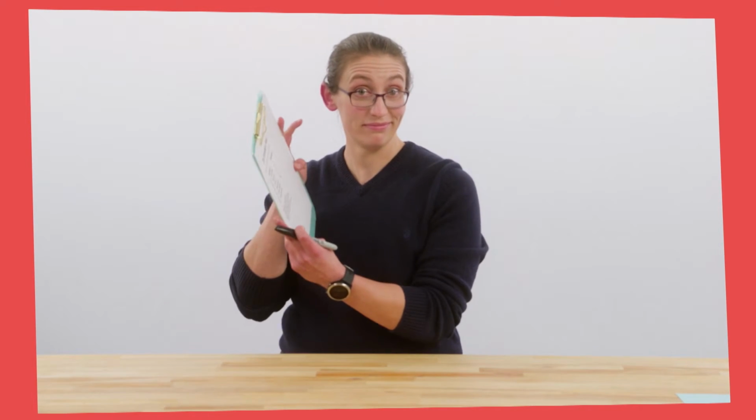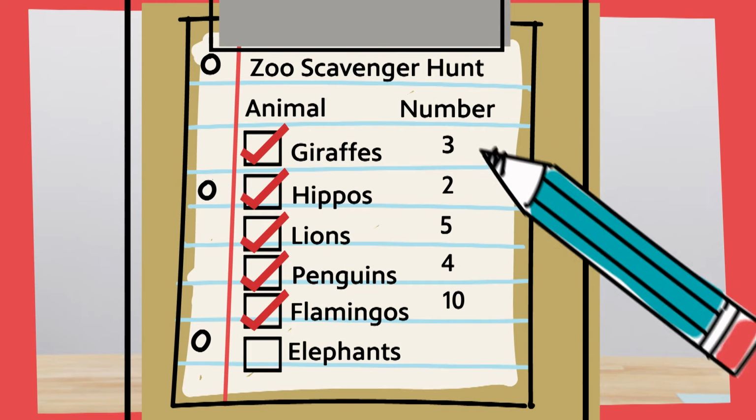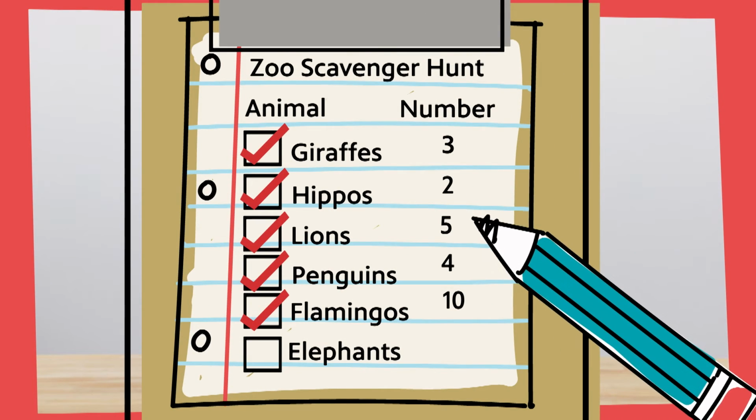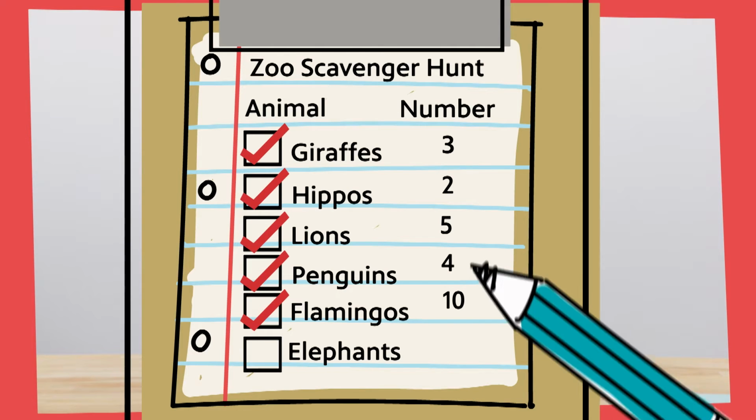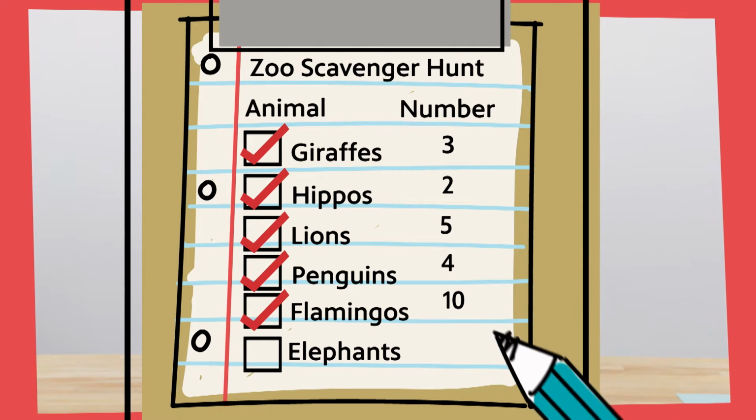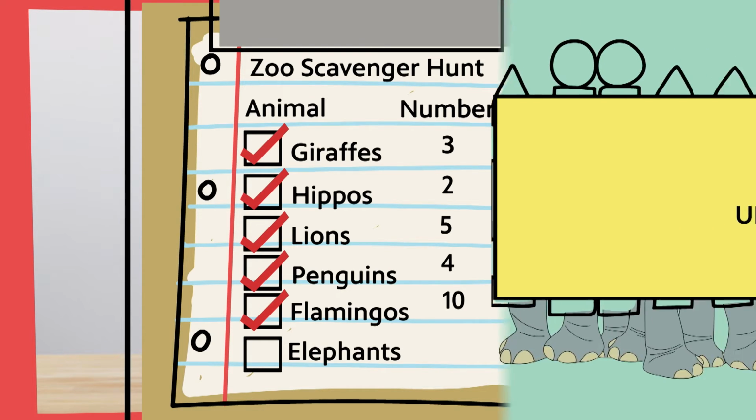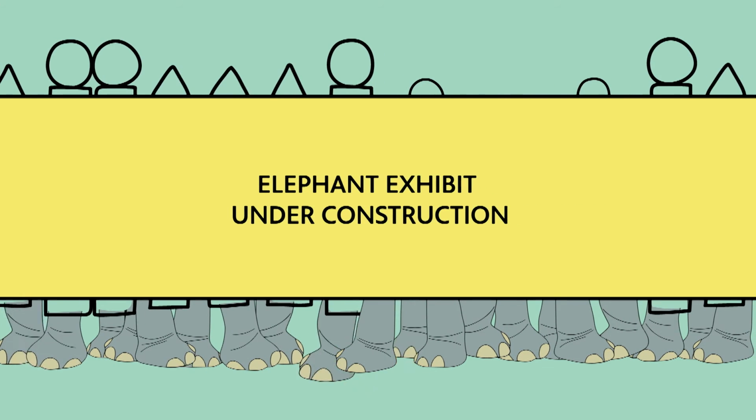I have to find certain animals and record how many I see. Want to see how I'm doing? I have 3 giraffes, 2 hippos, 5 lions, 4 penguins, and 10 flamingos. I'm so close to being finished. I just have to go to the elephant exhibit and count the number of elephants. Oh no, the elephant exhibit is closed. How will I finish the scavenger hunt?